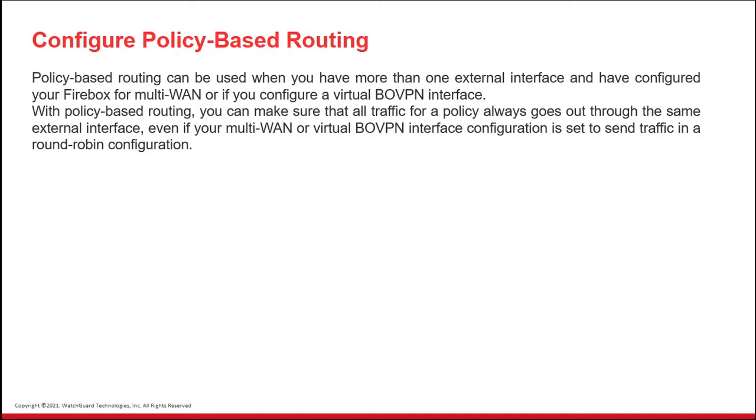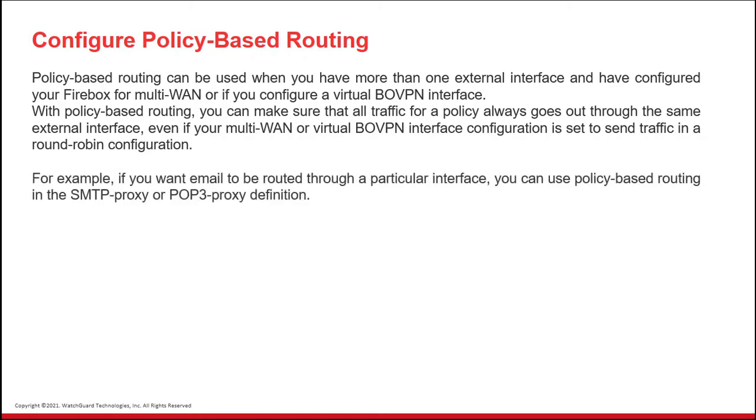But if I mix, I have round-robin that is being done on the multi-WAN, but I want to have a policy-based routing that is always using one connection going out for one ISP or one interface, then definitely we can use policy-based routing. So for example, if you want email to be routed through a particular interface, you can use policy-based routing in the SMTP proxy, POP3 proxy definition for that type of traffic to always use the same interface.